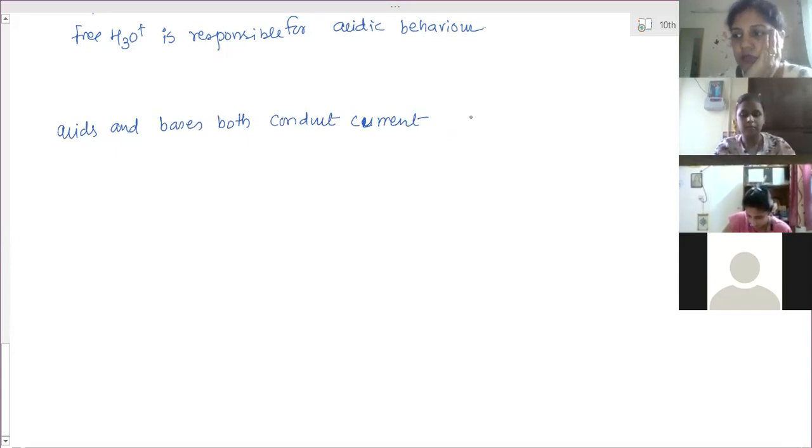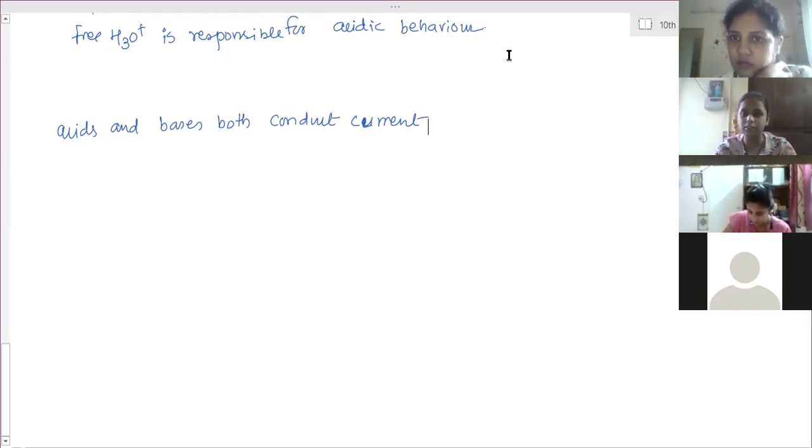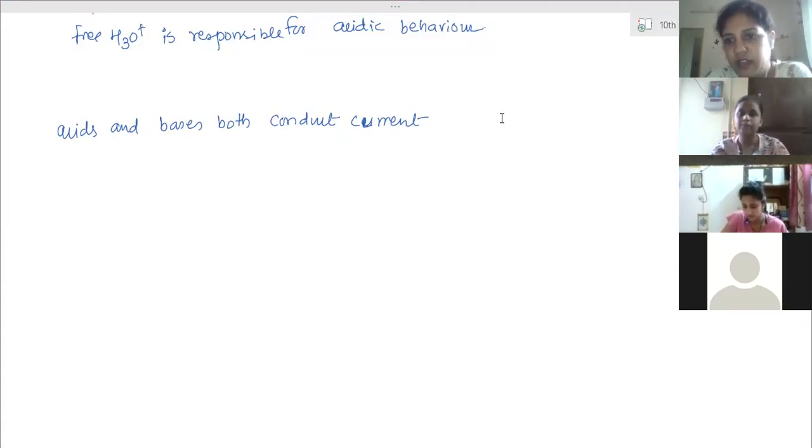What is the reason? Ma'am, when they dissolve in water, they dissociate to form free ions, which are responsible for conducting current. Yes, right. Conduction of current in aqueous or in a liquid solution is due to presence of free ions. Acids and bases, when dissolved in water, produce free ions, due to which they can conduct current. Okay.